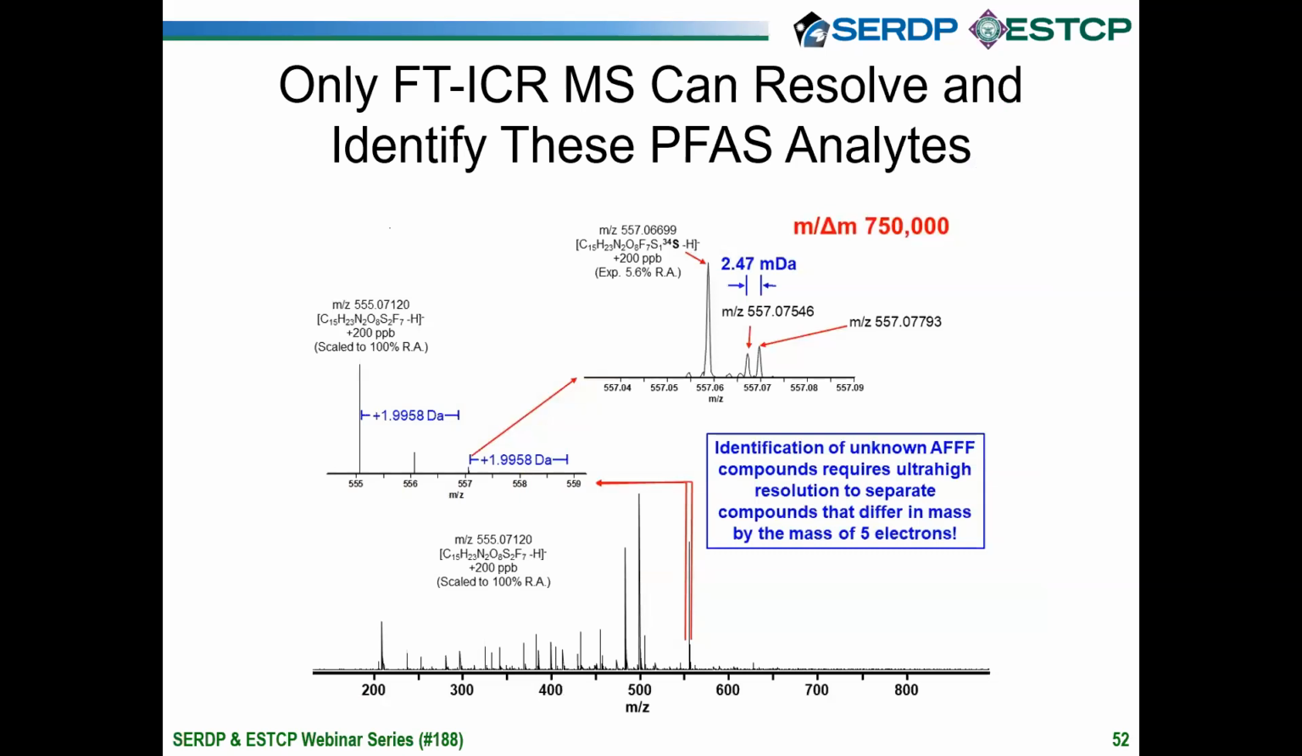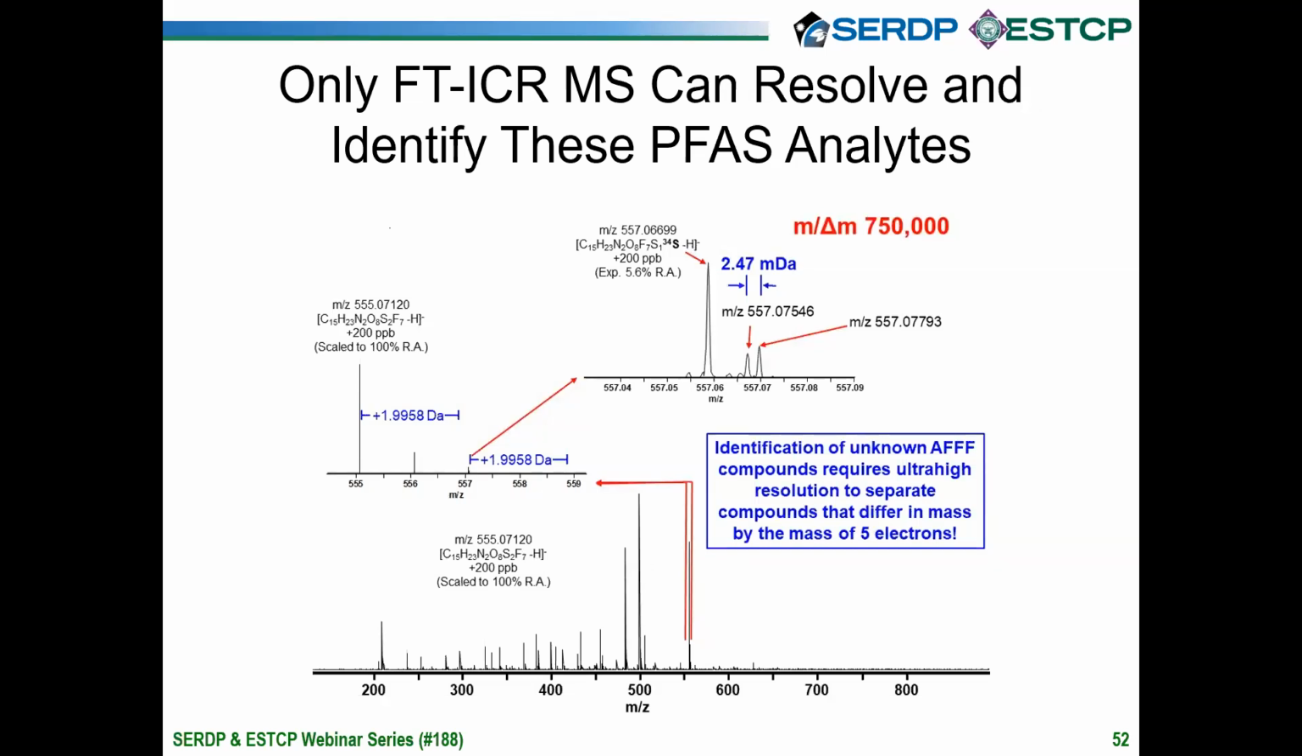Just to give you an idea of what that looks like, at the bottom you can see a spectrum that we recorded from a direct infusion dilute AFFF sample. You can see the very strong peak here at a mass to charge ratio around 500. So it's an electrochemical fluorination AFFF, aqueous film forming foam, and not surprisingly, PFAS is the most abundant species here.